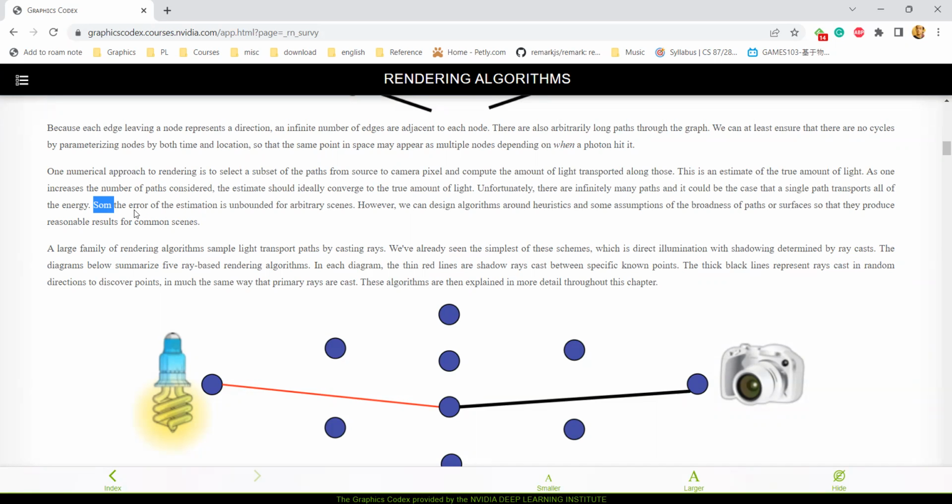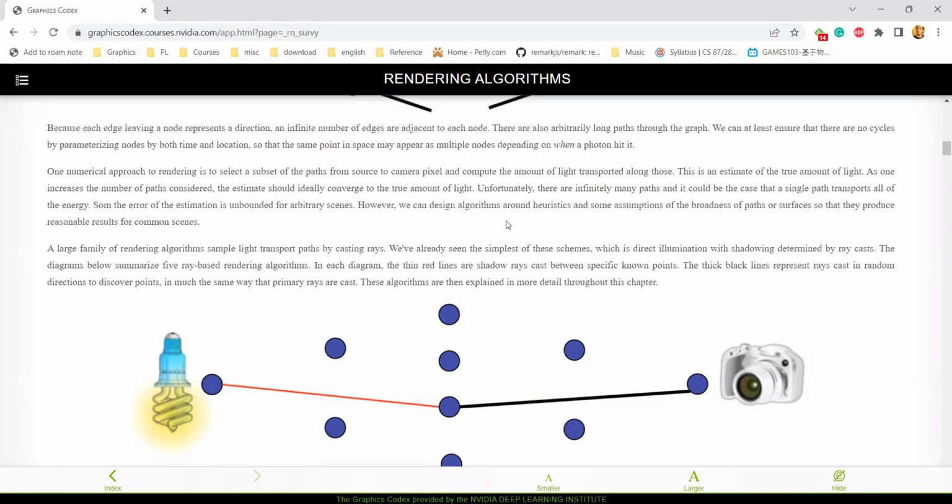What does it mean? Is that whole word just supposed to not be there? I think it's supposed to say sum of the error of the estimation. Some of the error of the estimation is unbounded. Yeah. Or maybe that sum is supposed to not be there. I'm not sure.